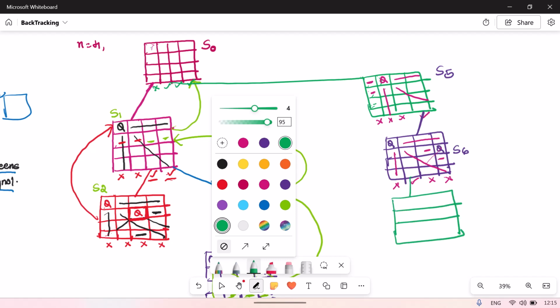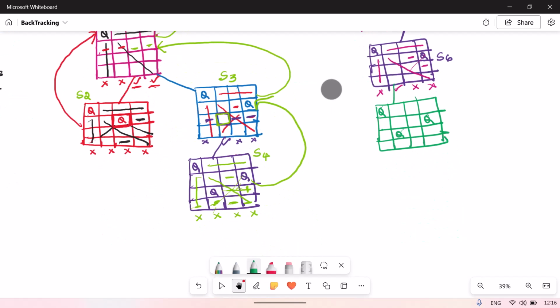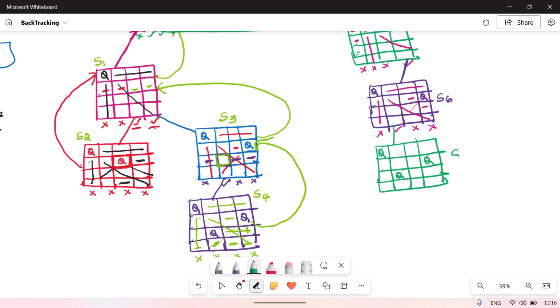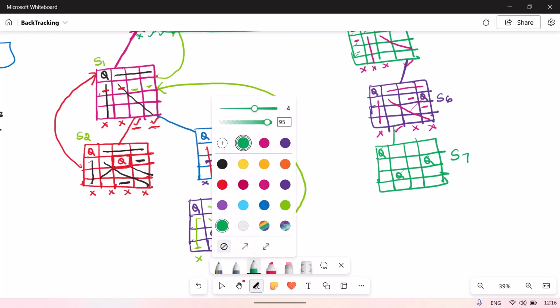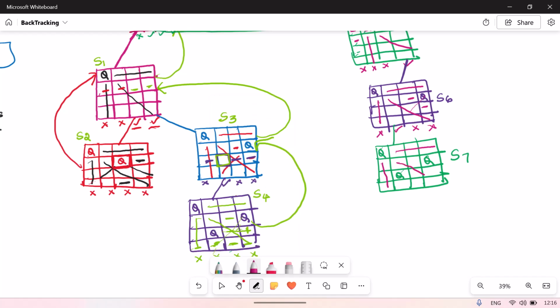So 4 queens. This is queen 1, queen 2, queen 3 will come here. Now queen 4. Let's eliminate the places. This one not possible. Same column, same diagonal. With respect to second queen, this becomes a row, this becomes a column, and this becomes a diagonal.